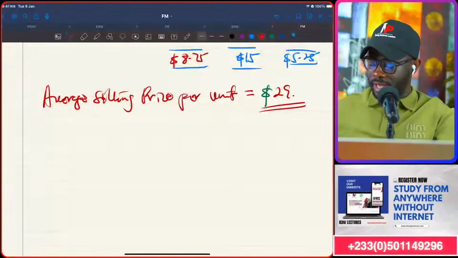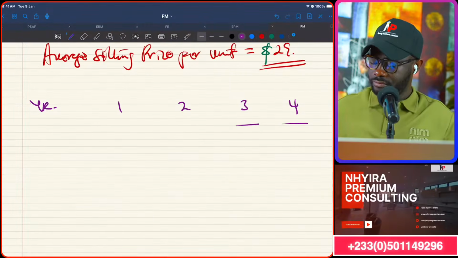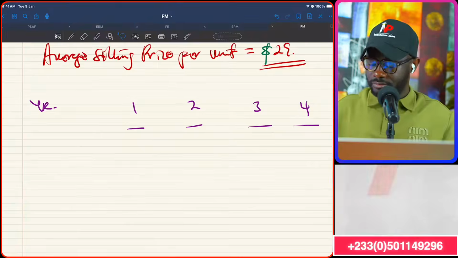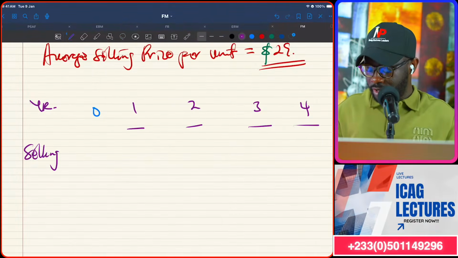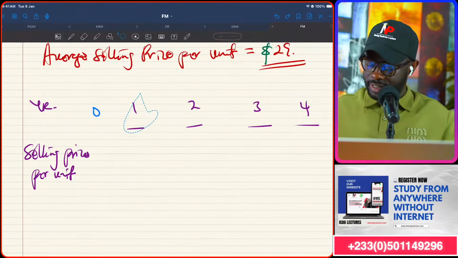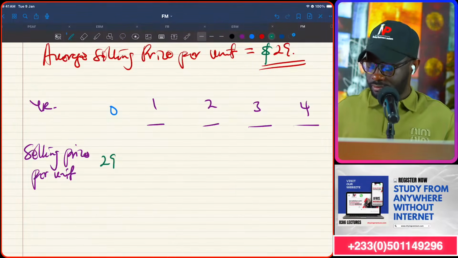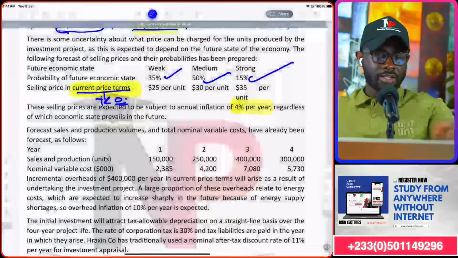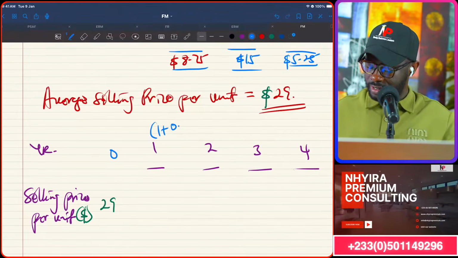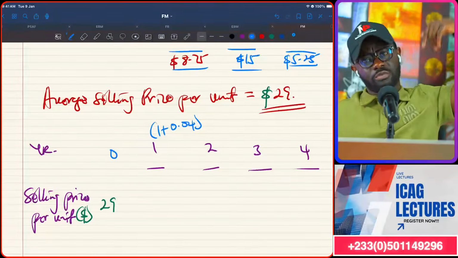So let's go build it up and get our figures coming up. So we're going to have year 1, 2, 3, and then 4. So maybe let me build 0 into the system just for the selling price situation. So selling price per unit. So right now in current terms, which is year 0, it's going to be the average selling price you calculated, 29. Now, inflation is 4%. It means we will do 1 plus R exponent n, right? So it's going to be 1 plus 0.04 exponent 1 for year 1, exponent 2 for year 2, exponent 3 for year 3, exponent 4 for year 4, in that order.